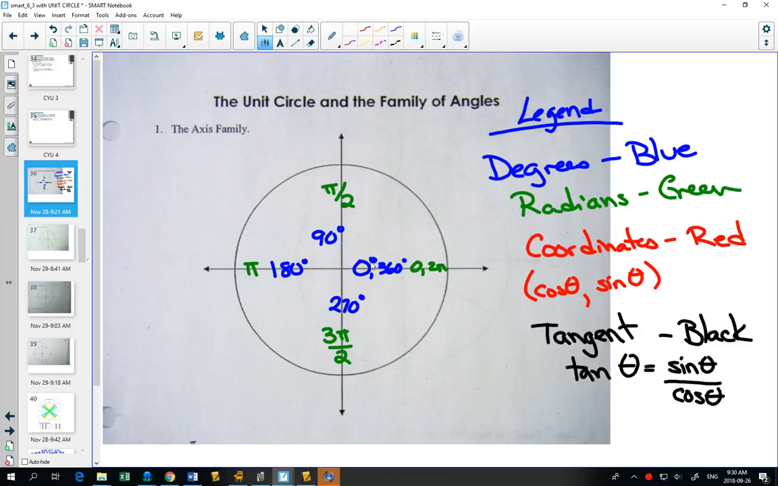In the first chapter of this unit, I introduced you to 3 big ideas. One of those big ideas was that the points on the unit circle can be labeled cos theta comma sine theta. So if this is a unit circle, these are the points on our axes. So this is why this is called the axes family. And since the radius of the unit circle is 1, we can label these points as 1 comma 0, 0 comma 1, negative 1 comma 0, and 0 comma negative 1.